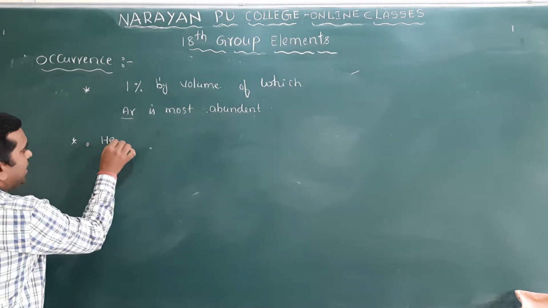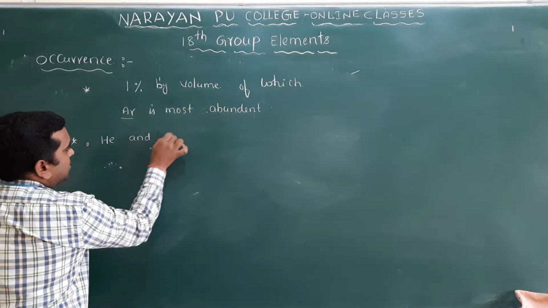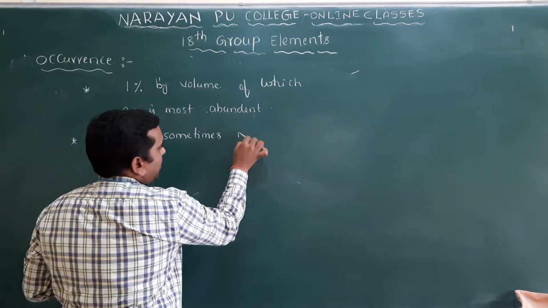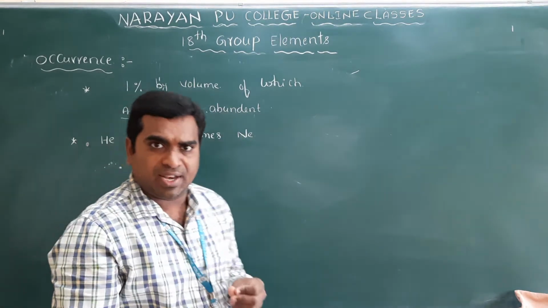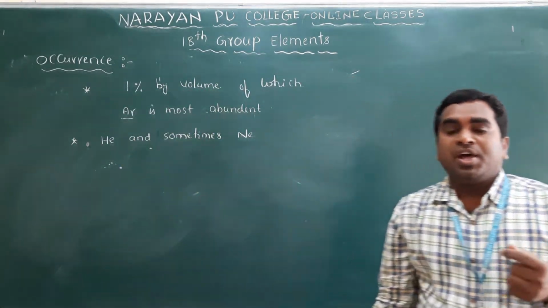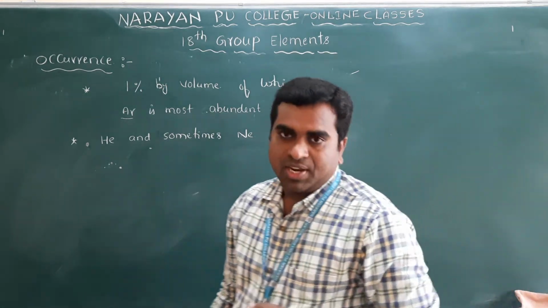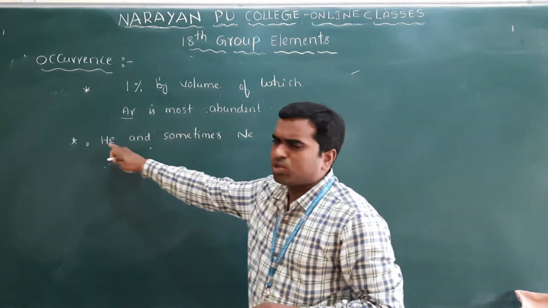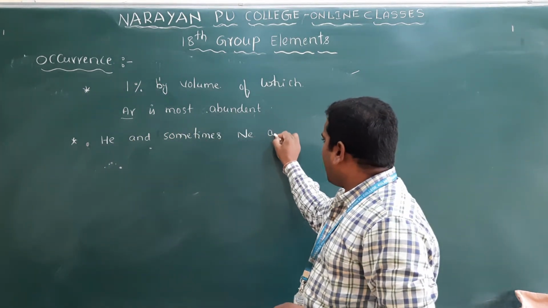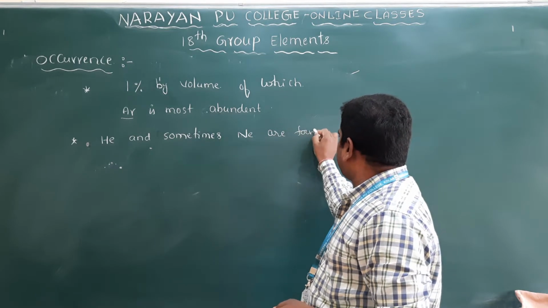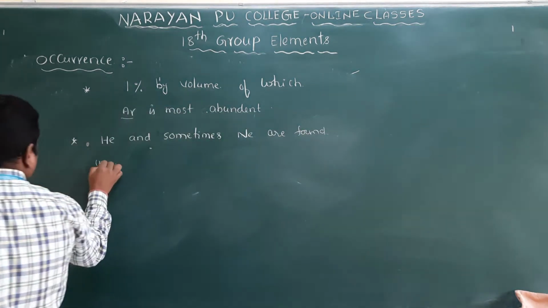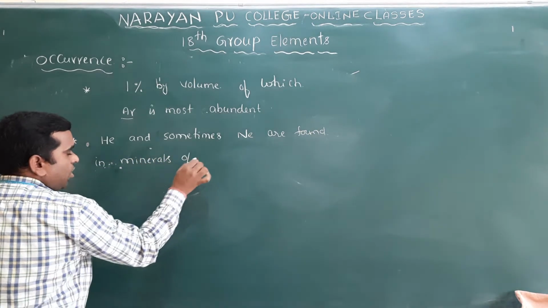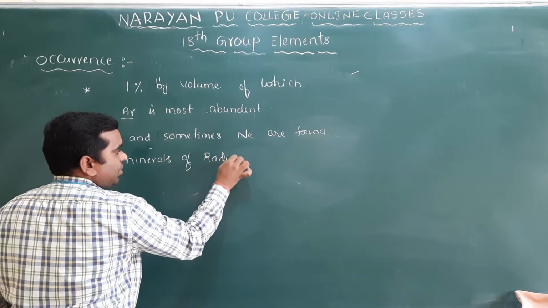And here neon is there and helium. Mainly what is it here? Helium. And sometimes neon. Helium and sometimes neon are found in minerals of radioactive origin. Radioactive origin. So helium and sometimes neon, but most of the time helium, are found in minerals of radioactive origin.